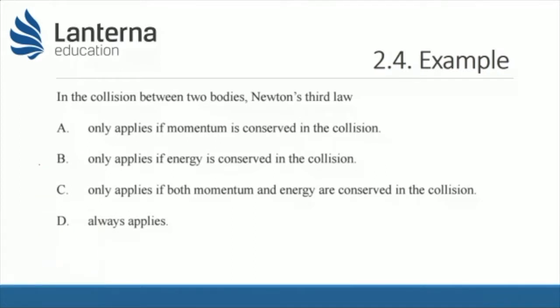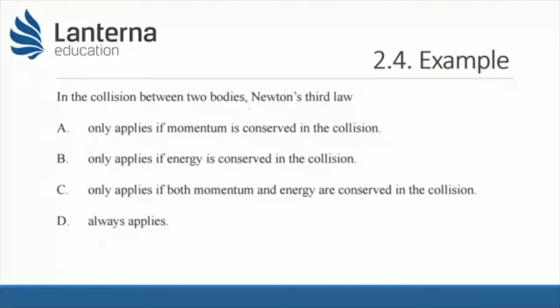In the collision between two bodies, Newton's third law: only applies if momentum is conserved, only applies if energy is conserved, only applies if both are conserved, or always applies. If we look at all of these, there's only one that seems to actually make sense, because all of these say "if". Well, all the things that we look at in this topic are to do with momentum always being conserved. We know that energy is always conserved. Newton's third law, we saw at the very start, basically proved the conservation of momentum.